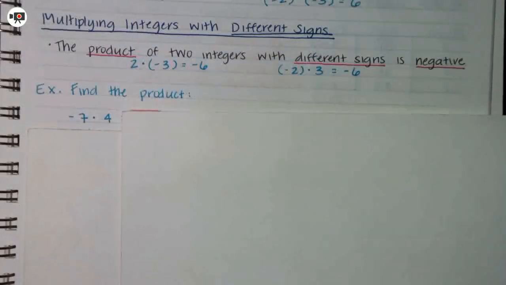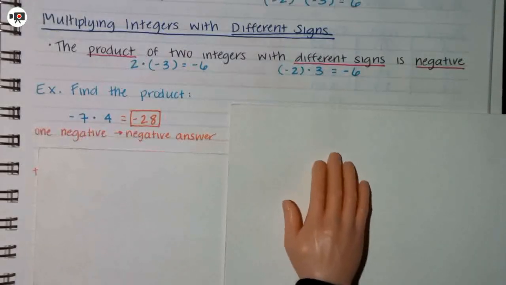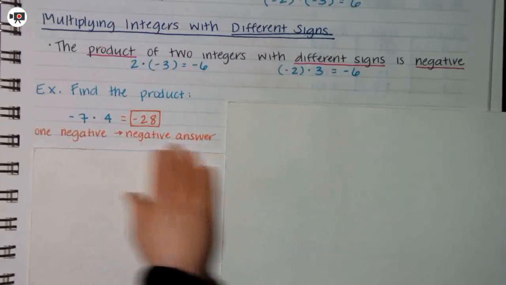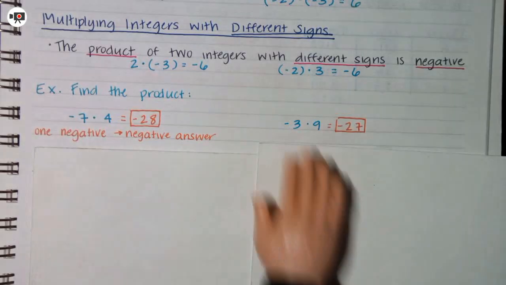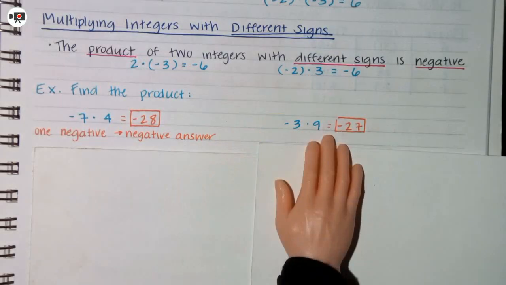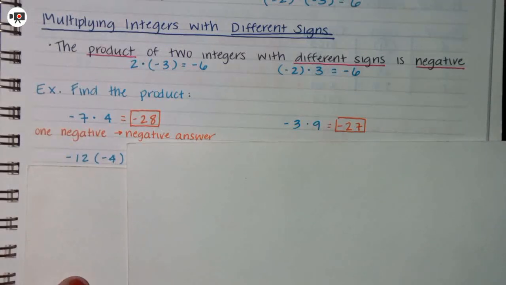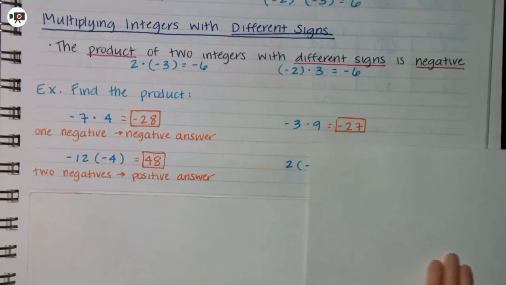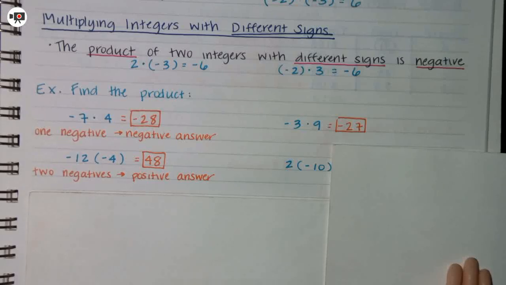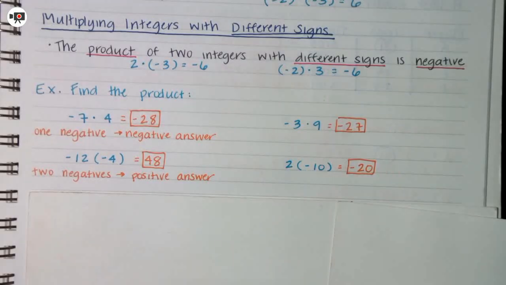If I have negative 7 times 4, 7 times 4 is 28, and since they have different signs, they have a negative answer. Here, negative 3 times 9, 3 times 9 is 27, also has one negative, so this is a negative 27. Negative 12 times negative 4, 12 times 4 is 48, and since they have the same sign, I get a positive answer. For 2 times negative 10, 2 times 10 is 20, and they have one sign, so that is a negative number.